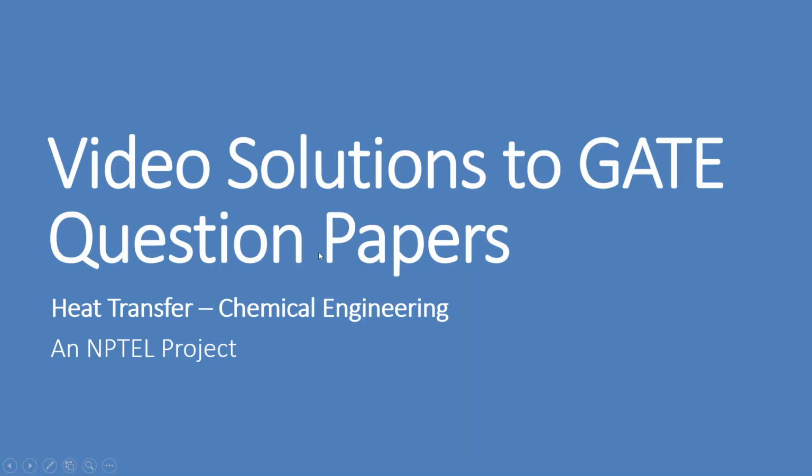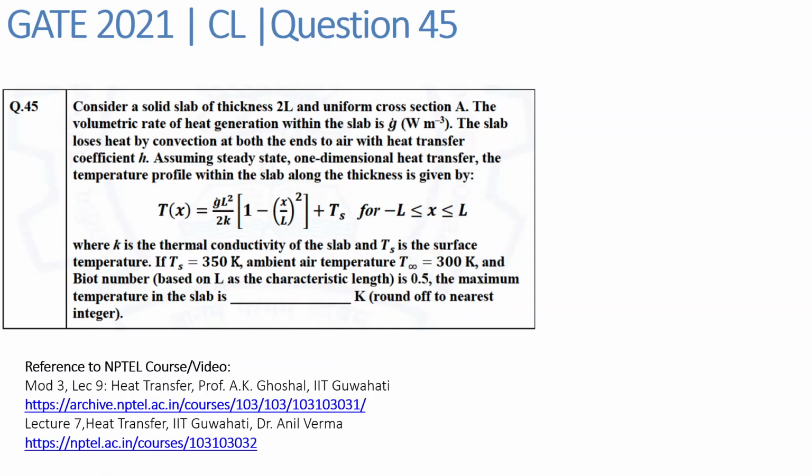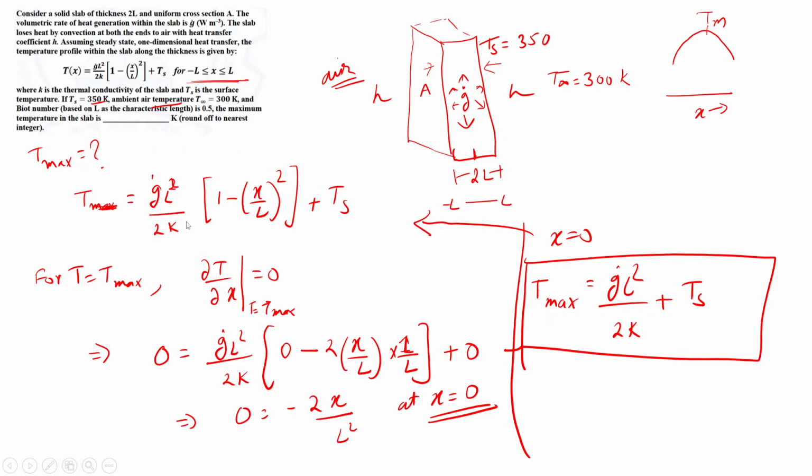Yes. So we can move on to another question. In this question, we have been given a solid slab of thickness 2L and uniform cross section A. We have been given the volumetric rate of heat generation and some assumptions, and the temperature profile within the slab is given, and we have to find the maximum temperature in this slab. So we can take a look at the video solution of this question.